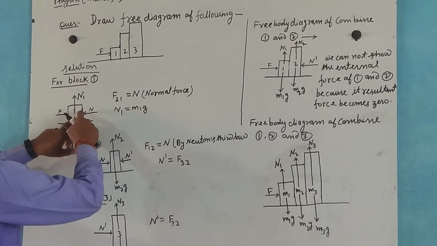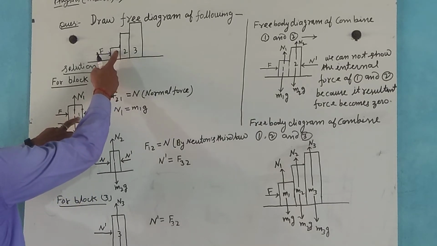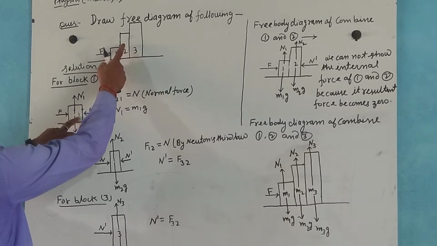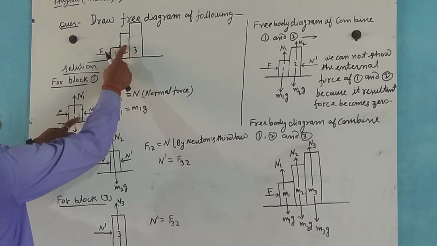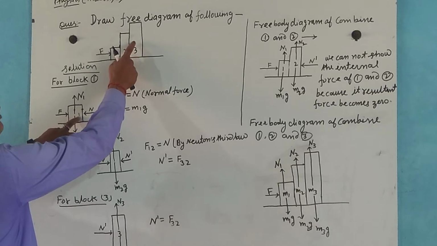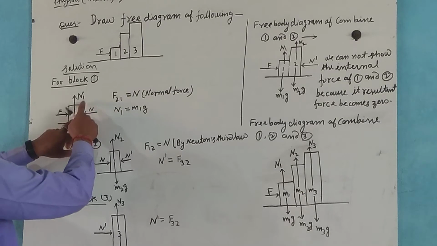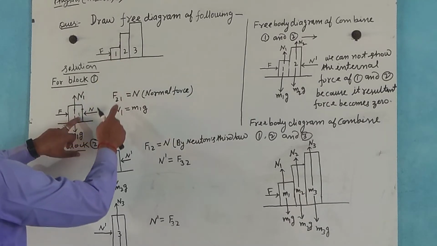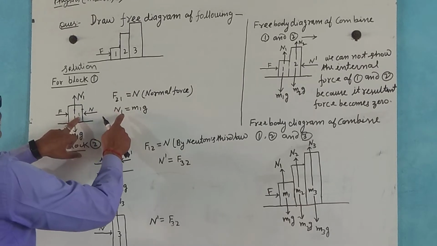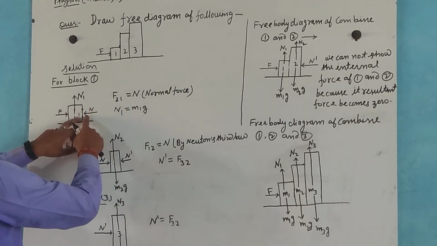This is a normal force, perpendicular to this. This block applies a force on this block, and this block applies a force on this block. Block 2 applies a force on block 3, and block 3 applies a force on block 2. Now here block 1 has the normal force N1, and it applies the force N here.